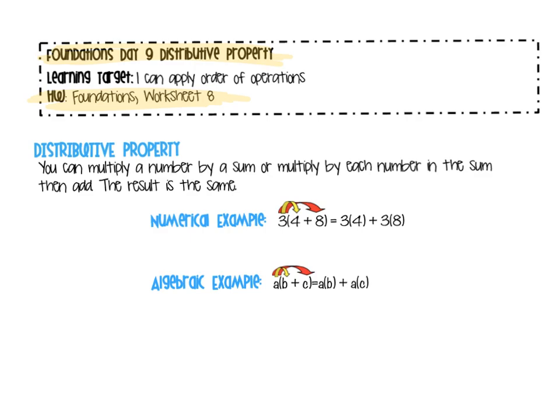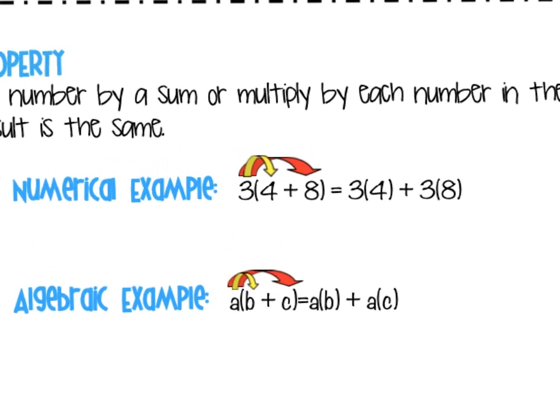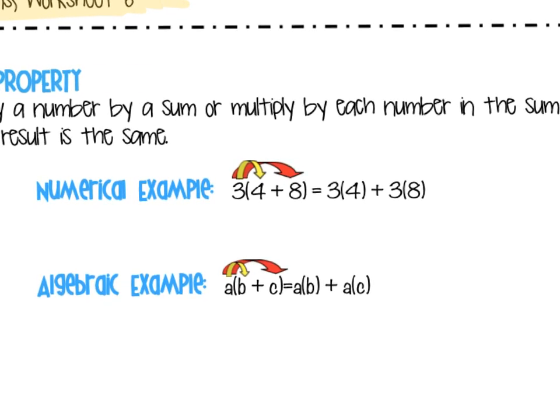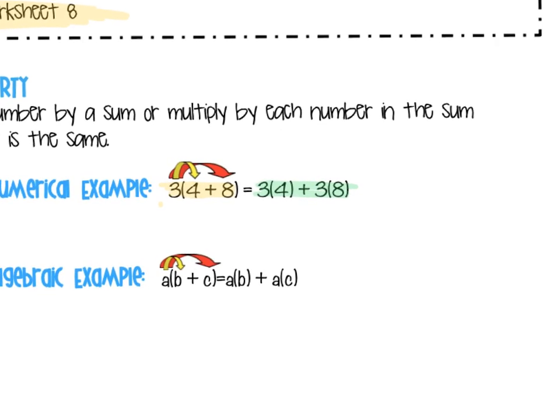That was kind of a lot of words. So let's look at the numerical example, because I really think that's going to help figure out what we're talking about. What the distributive property tells me is that if I were to take 4 plus 8 and then times by 3, that's going to get me the same result as if I were to multiply 4 by 3 and 8 by 3 and then add. Let's check to make sure this works.